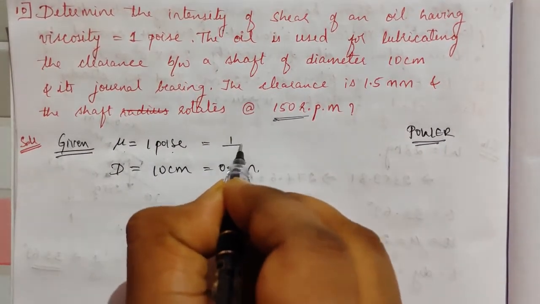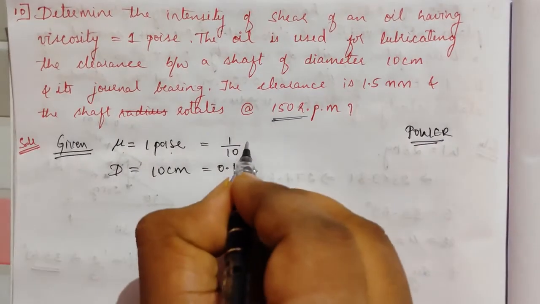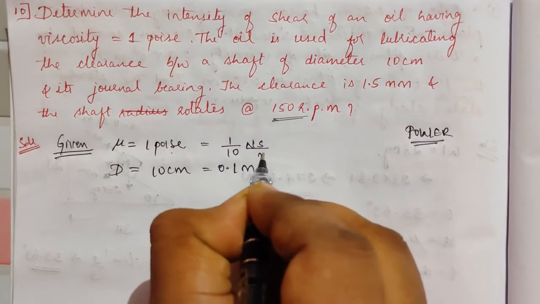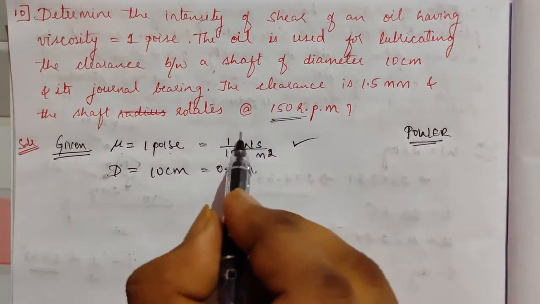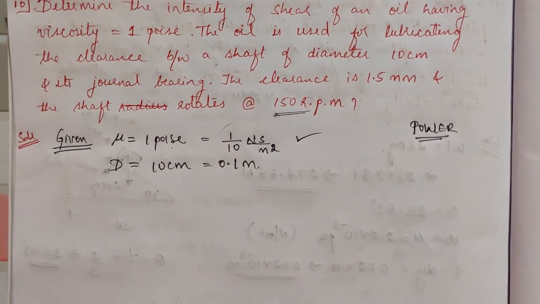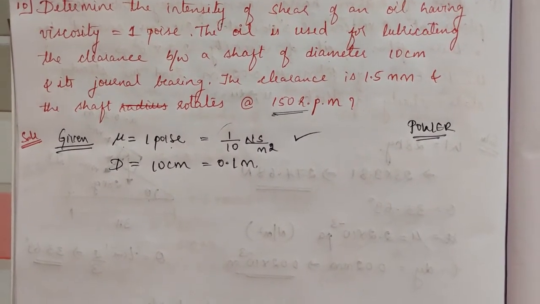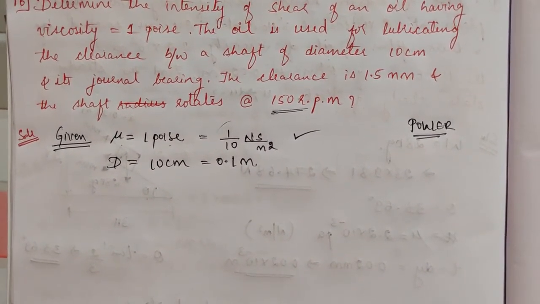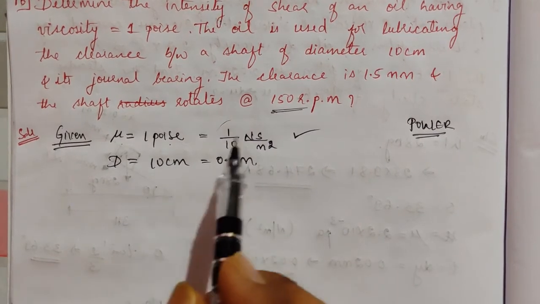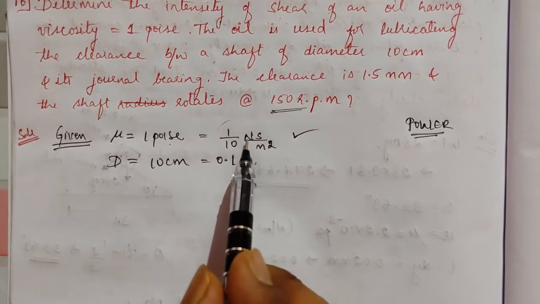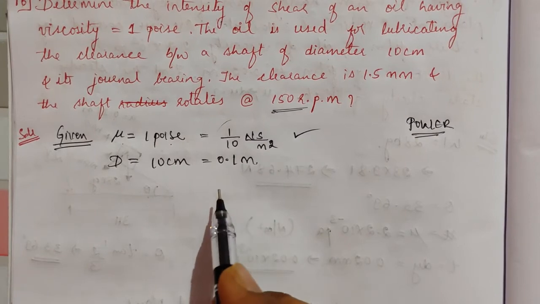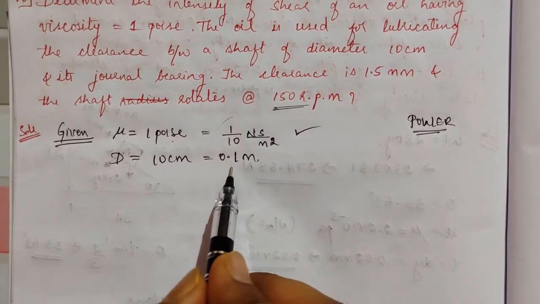I will take it as 1 by 10 Newton second per meter square. So I'll use this value, 1 by 10 Newton second per meter square. I will not use poise because I need the SI unit system. Newton second per meter square, I follow the SI unit system. So this is 0.1 meter.